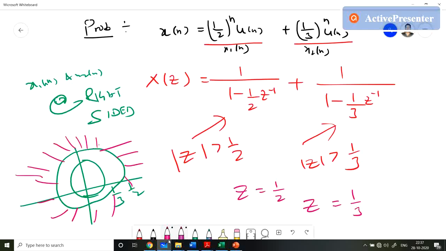The ROC is modulus of z greater than 1/2. So this is the ROC.